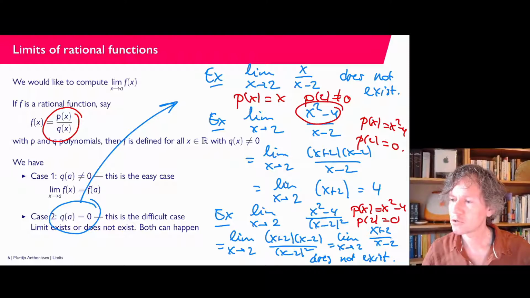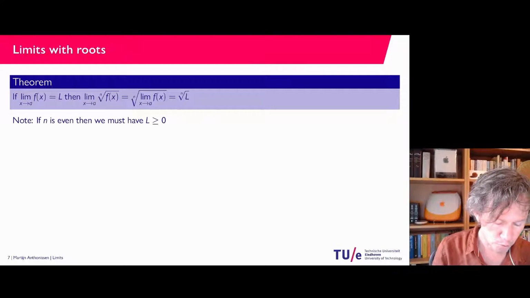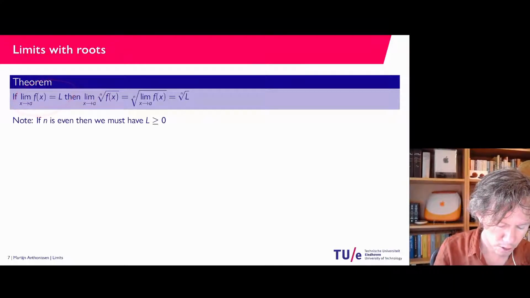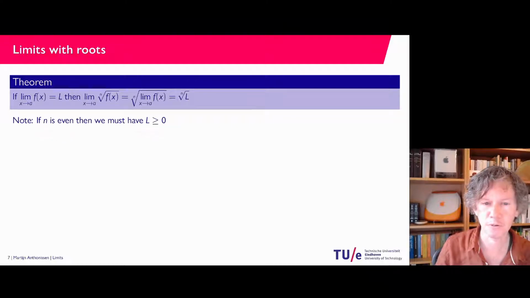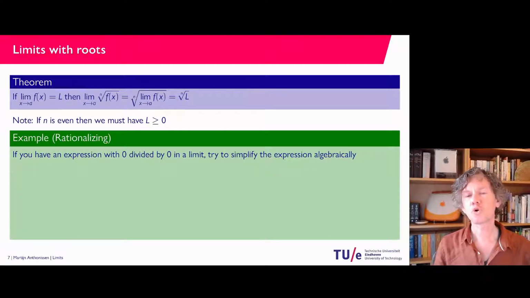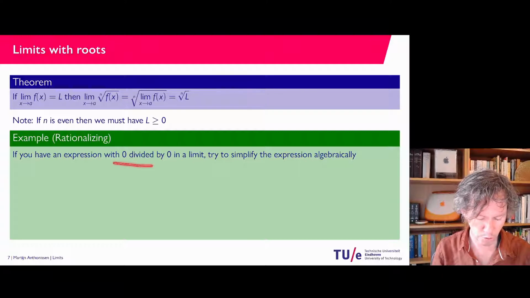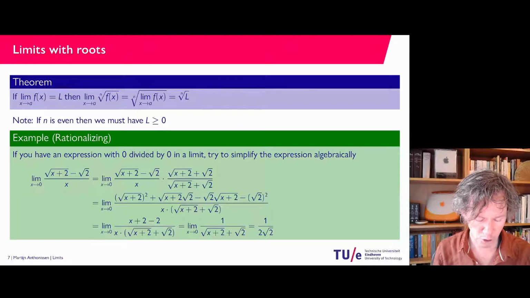Another category of functions that we can consider are limits where we have roots. So first, a general theorem: if you know that this limit exists, then if you take the nth root of the function f(x), that goes to the nth root of the original limit. Of course, if n is even, you need L to be positive, otherwise this is not going to work. With square roots, we often have a trick that we use, which is called rationalizing. And what you can try to do is, if you have an expression with 0 over 0, you can try to rewrite the expression. And here is an example.